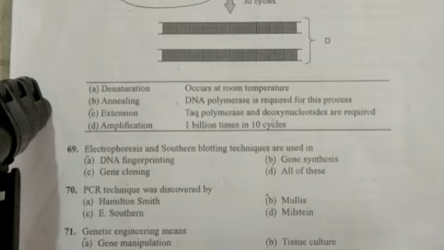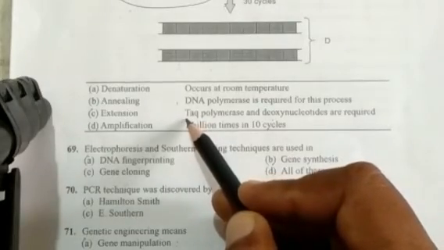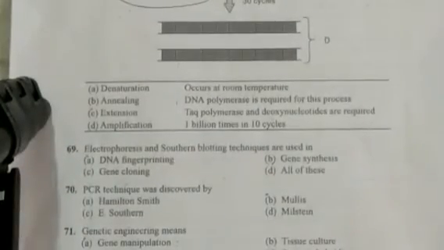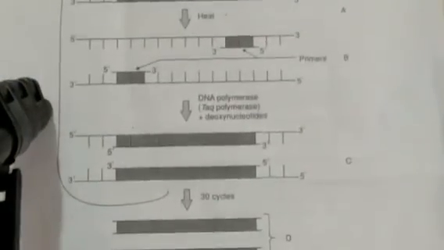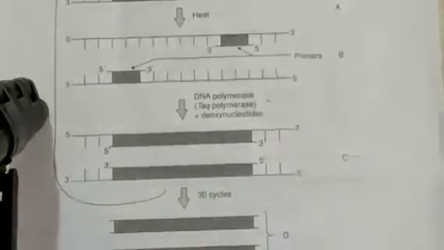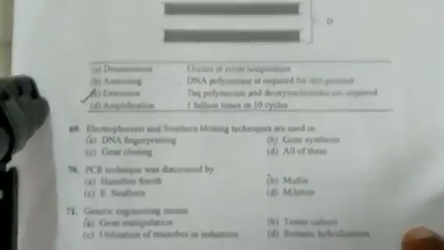C, extension, of course, Taq polymerase and deoxynucleotides are required. For extension we require Taq DNA polymerase. Taq refers to the bacterial name Thermus aquaticus. T is for Thermus, and AQ is for aquaticus, because this bacterium is found in hot waters, hence it is named Taq. Taq DNA polymerase is the enzyme that is used to extend. So in this diagram you can see this step is correctly explained and written here. Thereby option C is the correct answer.